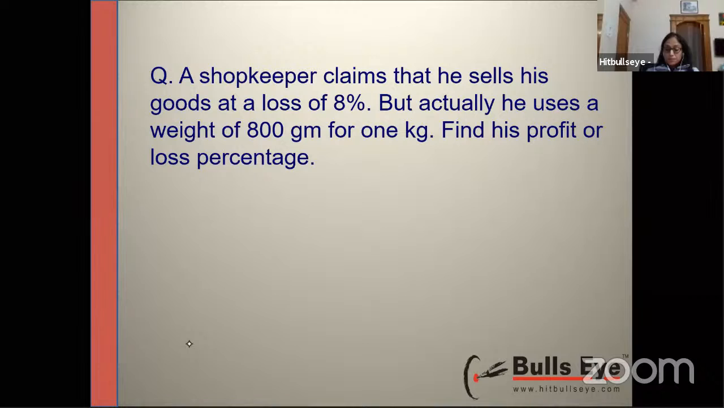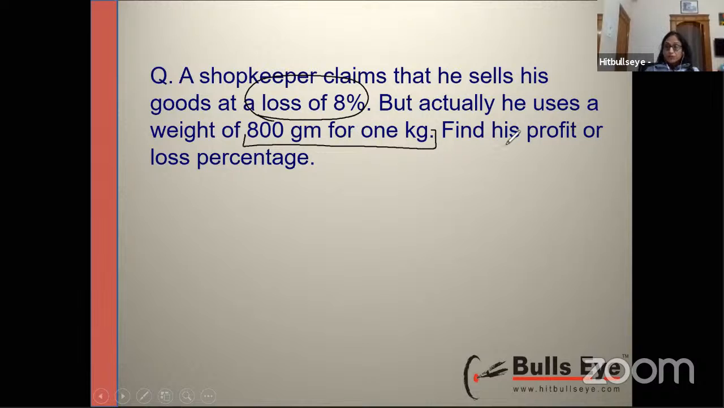Anyone else has an answer? Okay, let me give you a way to how to solve the question. A shopkeeper claims that he sells his goods at a loss of 8%. So imagine yourself as a shopkeeper who is pretending that he's selling at a loss of 8%. Why am I using the word pretending? Because he's actually using a weight of 800 grams for 1 kilogram. So he's trying to befool the customers with this wrong weight.